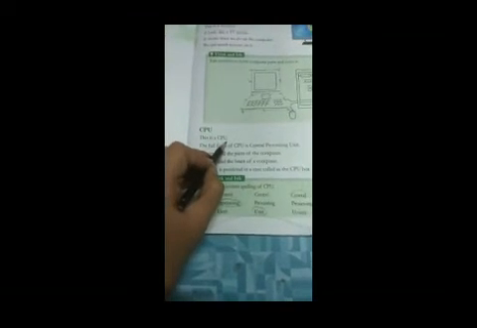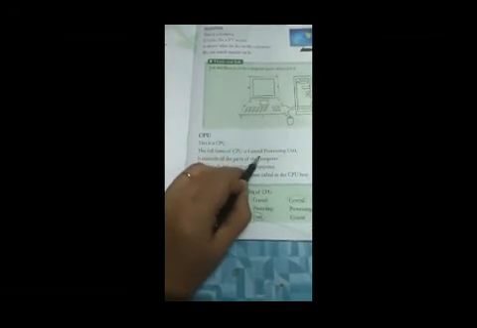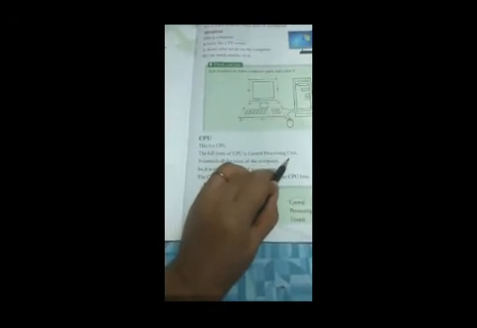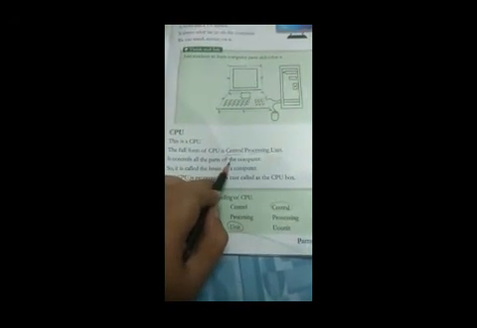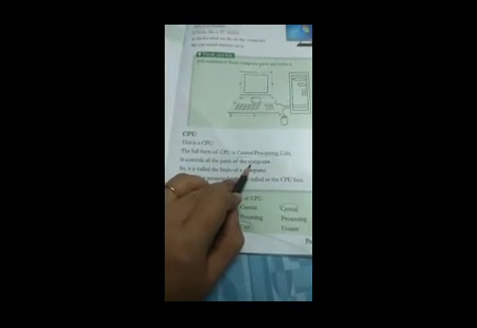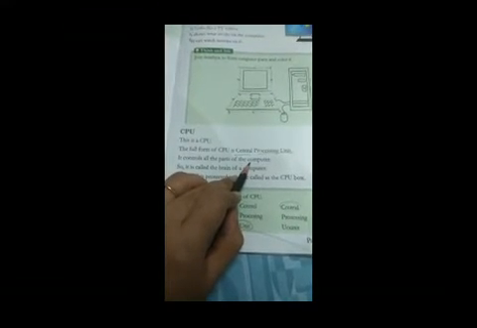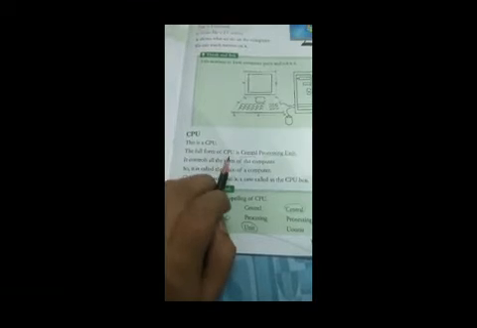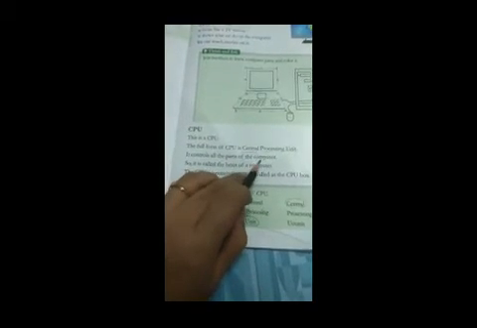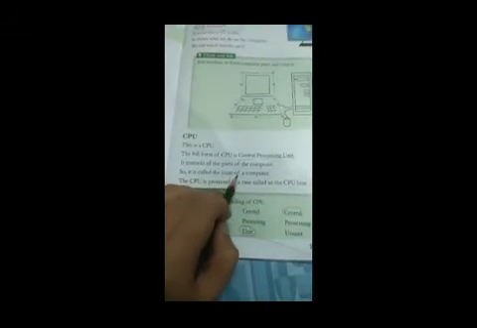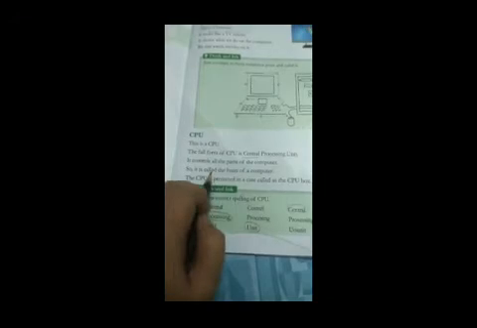The full form of CPU is Central Processing Unit. You could underline Central Processing Unit. It controls all the parts of the computer. Now, my dear students, as the brain controls all the parts of our body, in the same way the CPU controls all the parts of the computer. So it is called the brain of a computer.